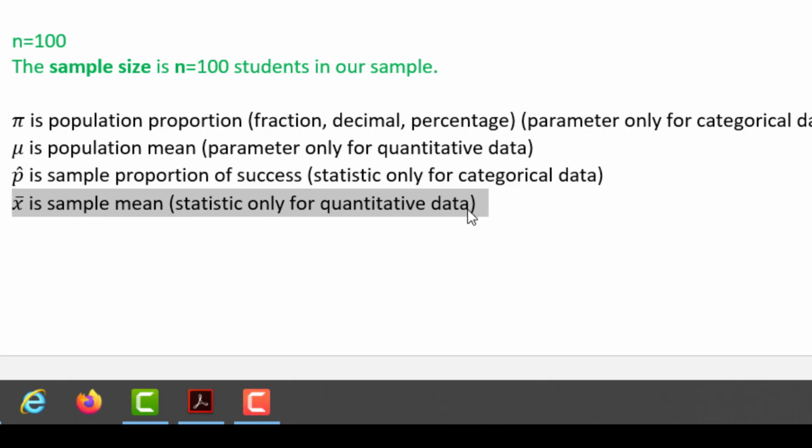So for example, I may want to know the average GPA of all DCC students. I can't possibly talk to every single DCC student, so instead I take a sample of DCC students and I find the mean GPA of my sample of students. That mean GPA from my sample would be X bar. It's a statistic.